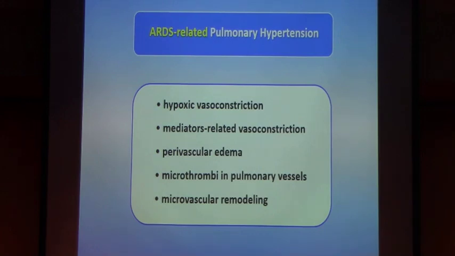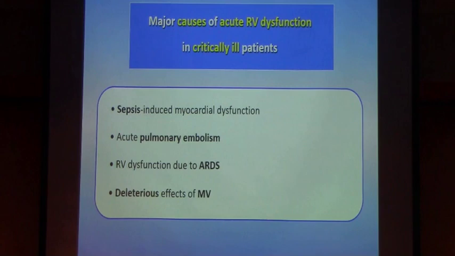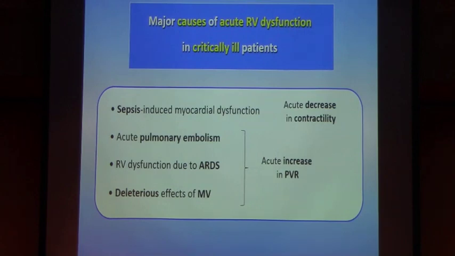some RV dysfunction. But there is another factor, which is mechanical ventilation, and we can have deleterious effects of mechanical ventilation on the right ventricle. I would say that the first one is RV dysfunction due to an acute decrease in the contractility of the right ventricle. And the other ones are acute RV dysfunctions due to an acute increase in the pulmonary vascular resistance. Different mechanisms. It is a way to classify RV dysfunction.